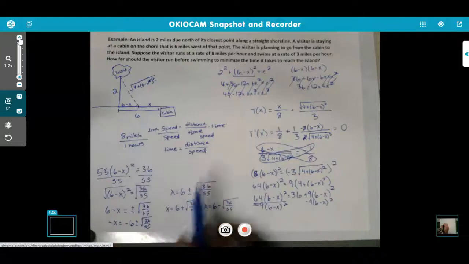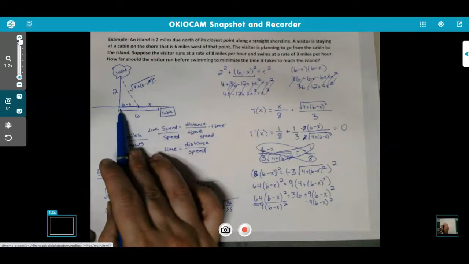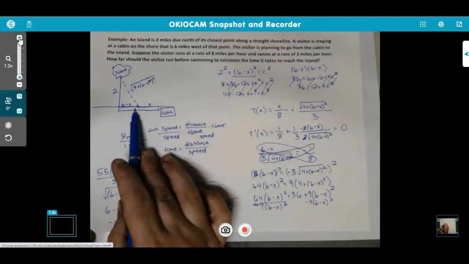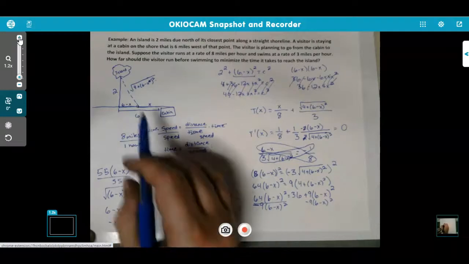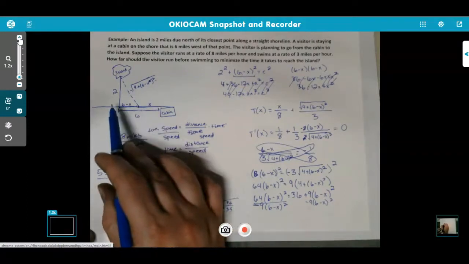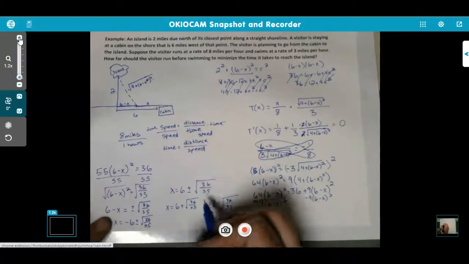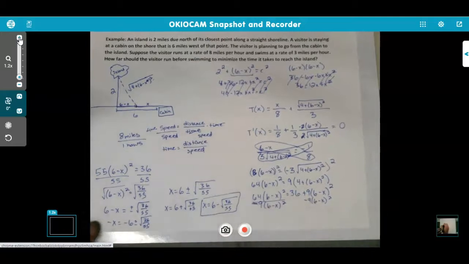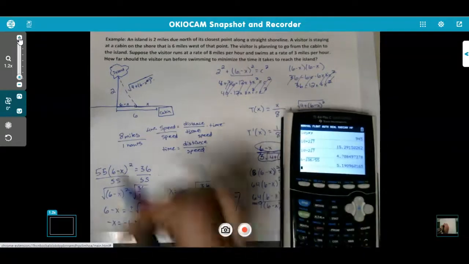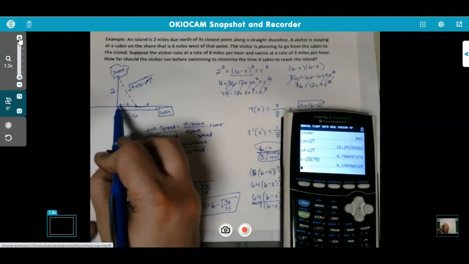Well, if x is equal to 6 plus more stuff, it doesn't really make sense, right? Because this entire side length is 6. So if it was 6 and then plus more stuff, I would be running past it, which doesn't really make sense, right? So instead, I'm going to use the minus. That's how far he should run to minimize his time. If you put that into a calculator, you would see it's about 5.19. So he should run 5.19 and then hop out and swim.